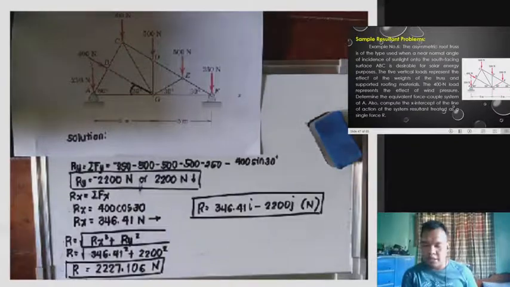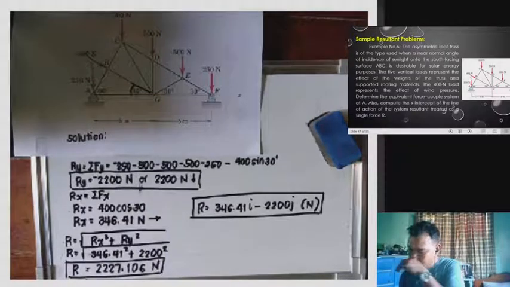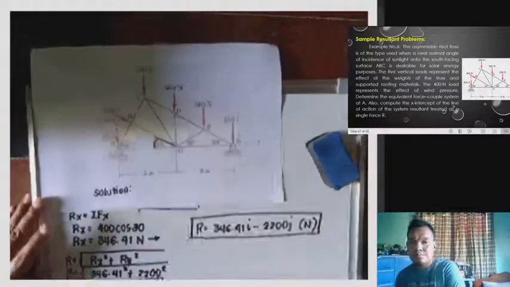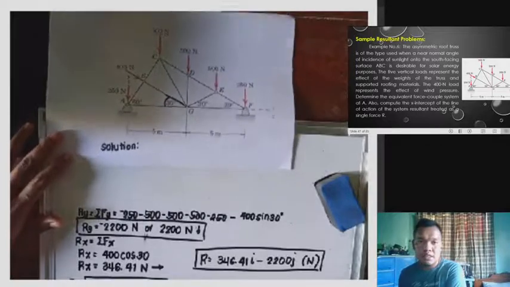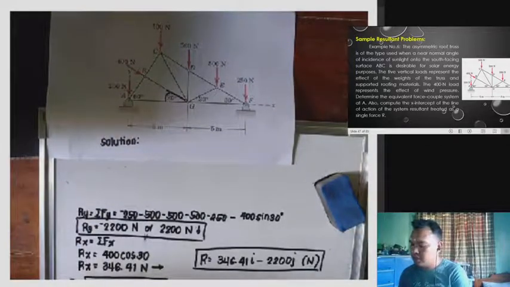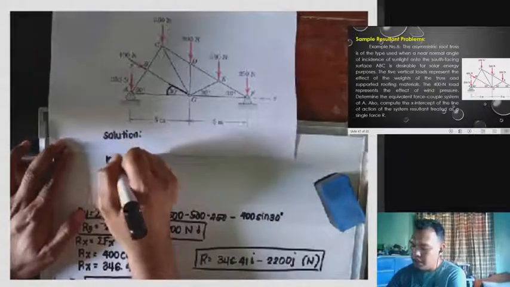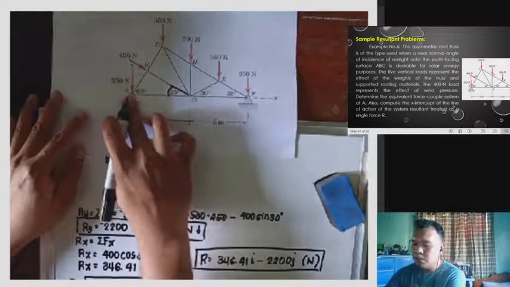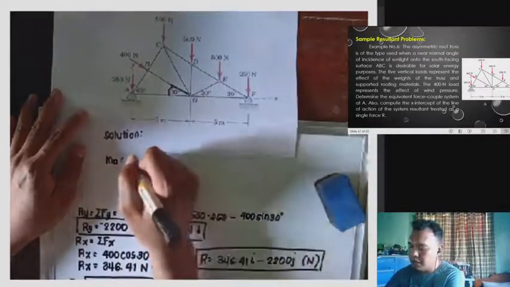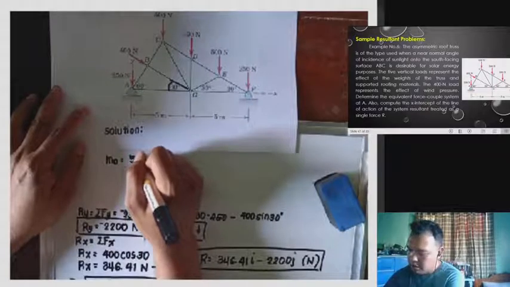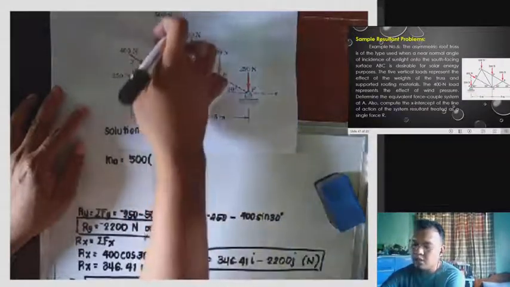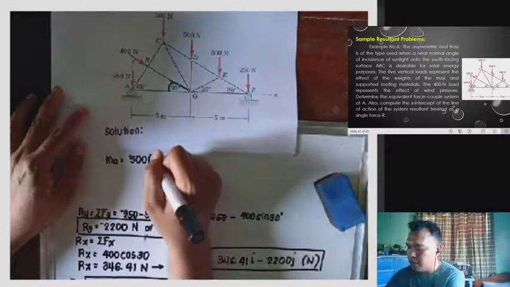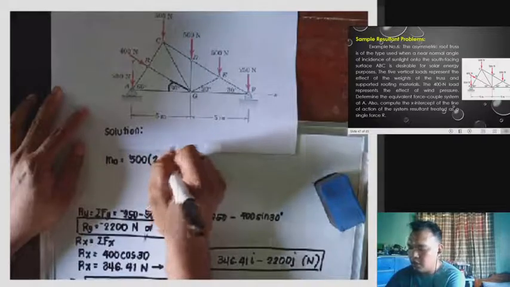So, moment tayo sa point A. Dito na lang sa taas. Moment at A is equivalent kay ito, hindi na po ito mag-moment kasi pass through sa A. So, 500 times perpendicular distance. Yung perpendicular distance niyan is kalahati ng 5, no? So, 500 times 2.5. Clockwise po yung movement niya.